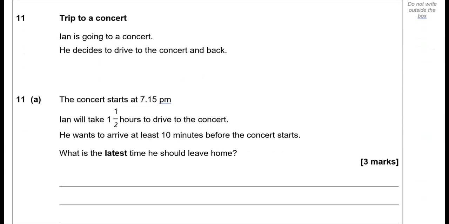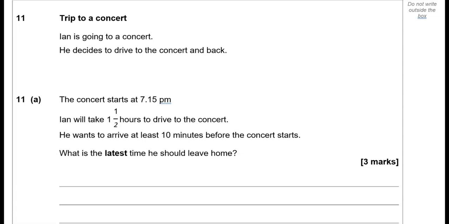Trip to a concert. Ian is going to a concert. He decides to drive to the concert and back. The concert starts at 7:15 p.m. Ian will take 1.5 hours to drive to the concert. He wants to arrive at least 10 minutes before the concert starts. What is the latest time he should leave home?